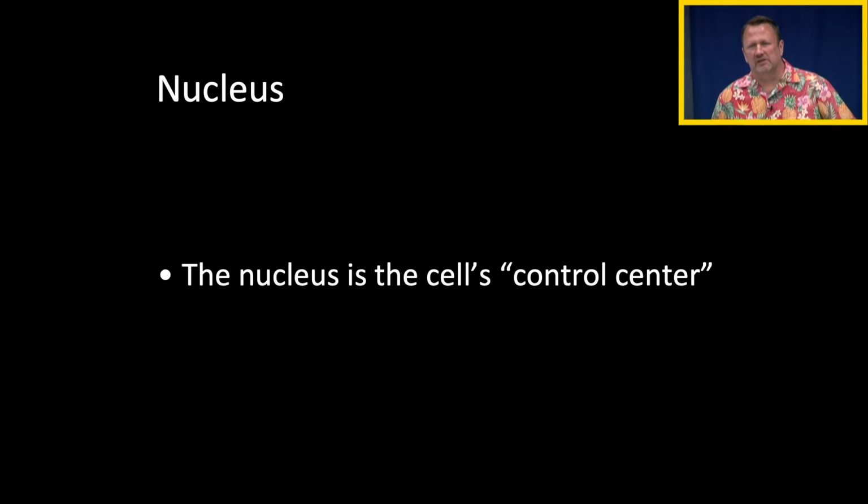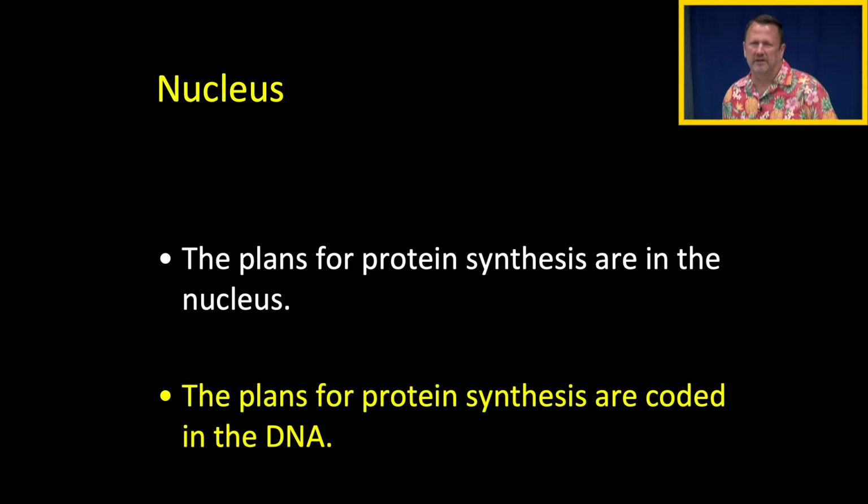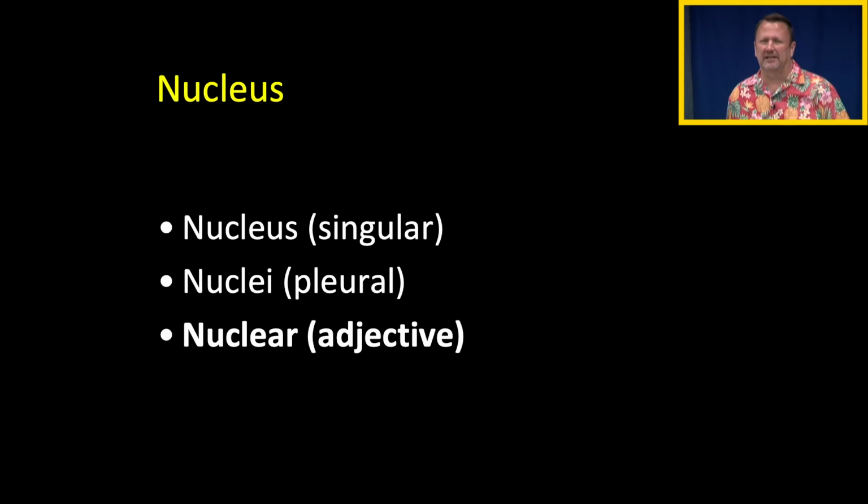So the nucleus is the cell's control center. We could write giant books about it, but I think that's enough. All right. The plans for protein synthesis are in the nucleus. The plans for protein synthesis are coded in what's called DNA, and we're going to talk about that today. And there's some grammar lessons for you. Nucleus, nuclei, nuclear, not nucular, nuclear.